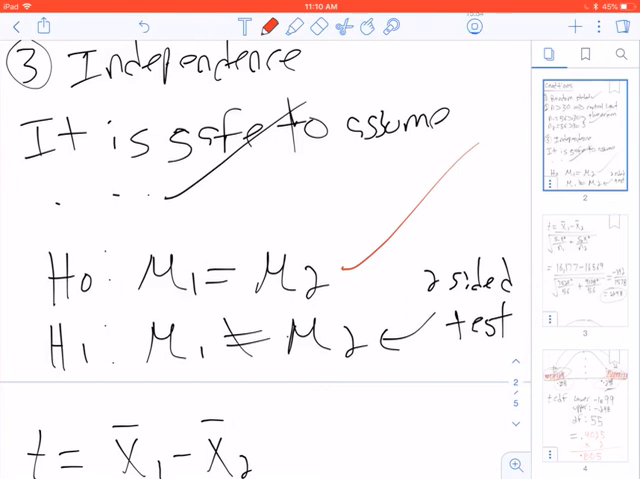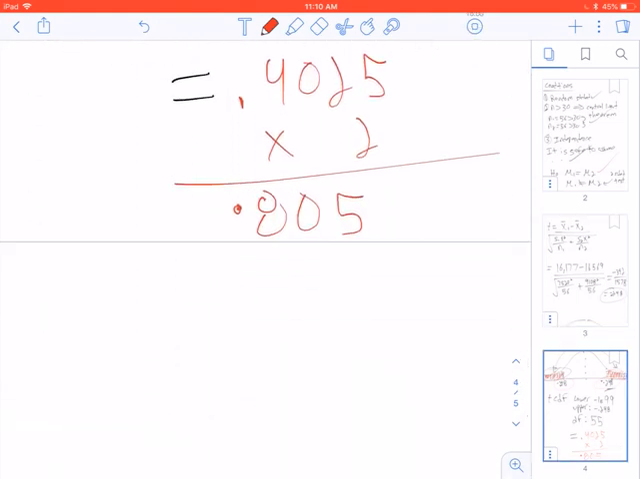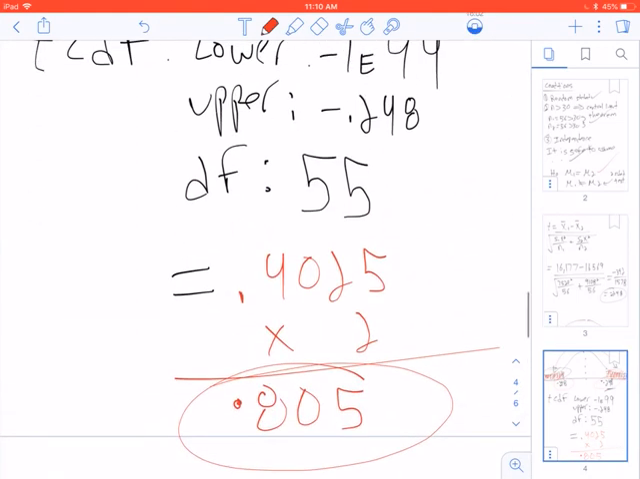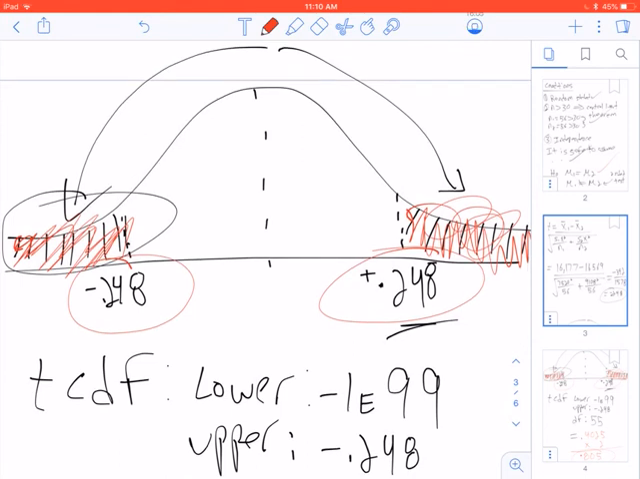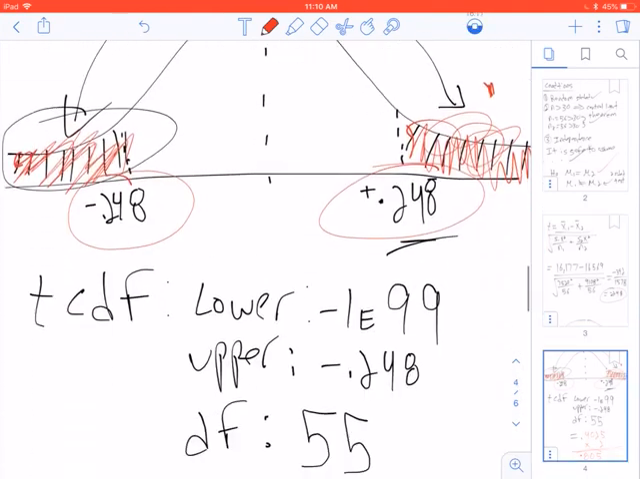In other words, what I'm saying is, given that this is true, given that the mean of the females is equal to the mean of males, there is about an 80% chance that we would get a test statistic this low or lower, or this high or higher, purely due to random chance.